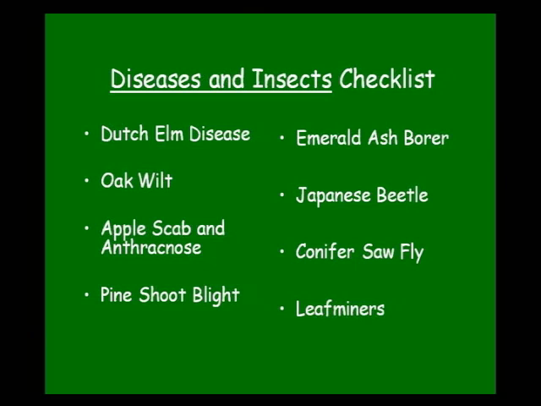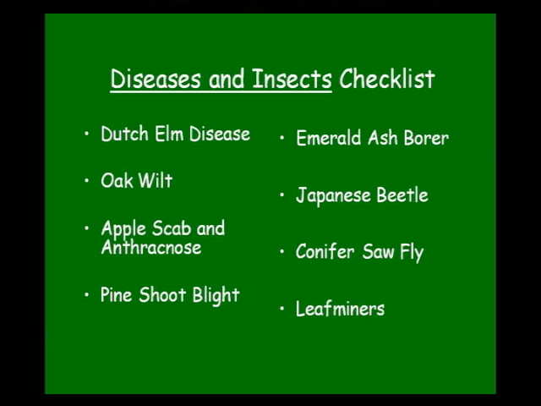We're going to jump into disease and insect checklist because it's a big part of what we do. Rainbow Treecare started in this industry almost 30 years ago, treating exclusively Dutch elm disease, protecting trees from Dutch elm disease. We deal a lot with oak wilt. One of the number one diseases that we deal with on a regular basis is apple scab and anthracnose. Those are leaf funguses. Pine shoot blight has become more of a menace with our pine trees. And obviously emerald ash borer has made the top list of insects that we're dealing with and we're going to be dealing with for a long time.